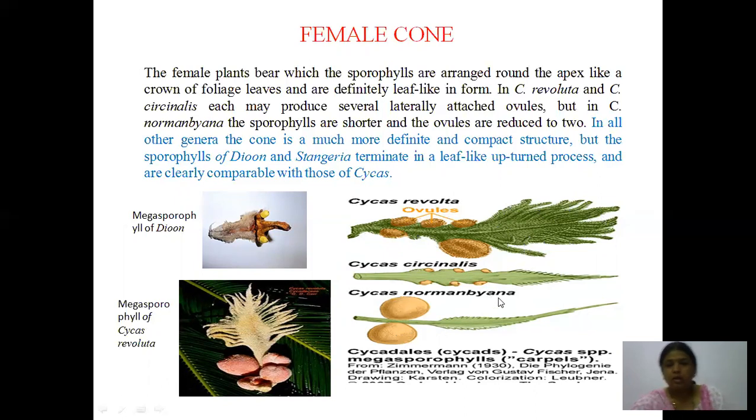So Cycas is known as the primitive cycad when we compare the structure of the megasporophyll. This is the megasporophyll of Cycas revoluta. These ovules look reddish in color, and this is the micropyle side of the ovule that is attached to a slender stalk. This is the fertile part, and this is the sterile part of the megasporophyll, which is pinnate.